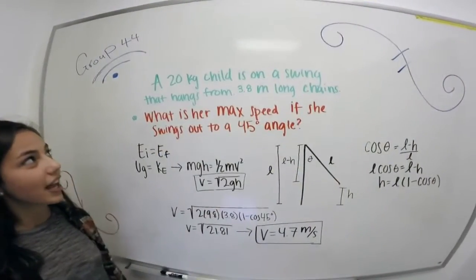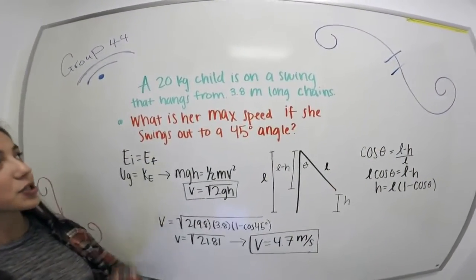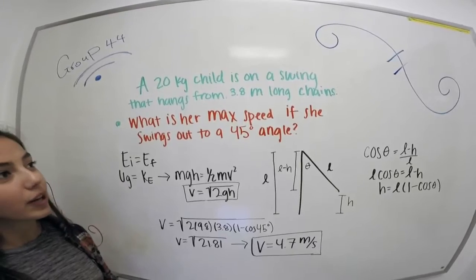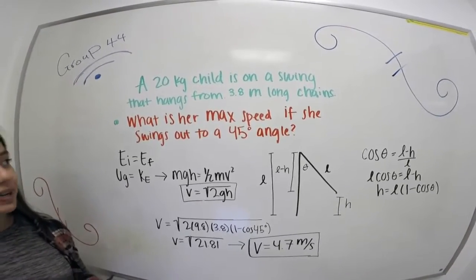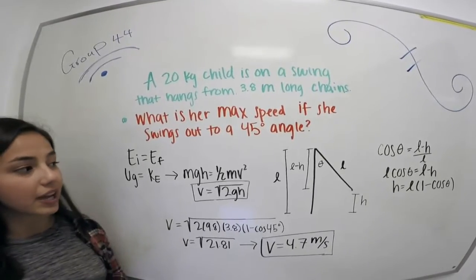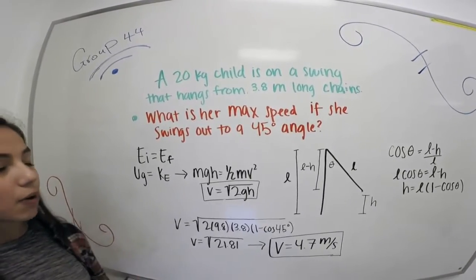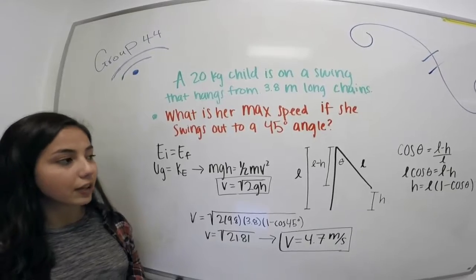Alright, so our problem today: a 20 kilogram child is on a swing that hangs from 3.8 meter long chains. Our question is, what is her maximum speed if she swings out to a 45-degree angle? So how we tackled this problem, we thought of the law of conservation of energy.